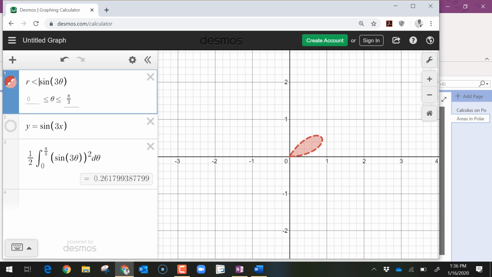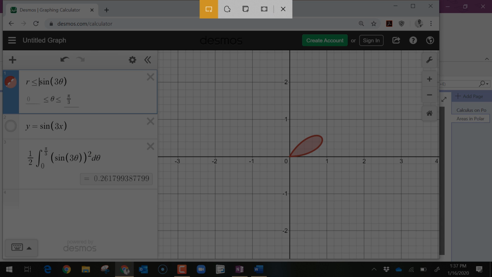Find that area. I changed this equal sign into a less than sign. You can change it into a greater than sign or less than sign, less than or equal to. Then it's not double lined. I mean, it's not dotted line. Anyways, that's our answer.